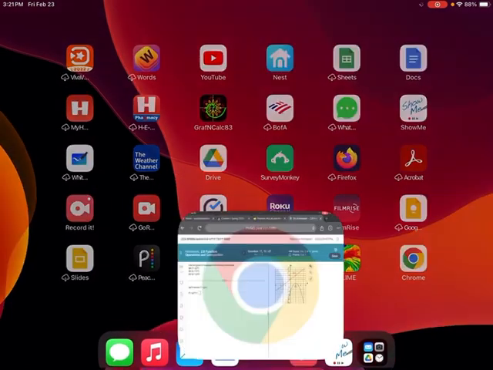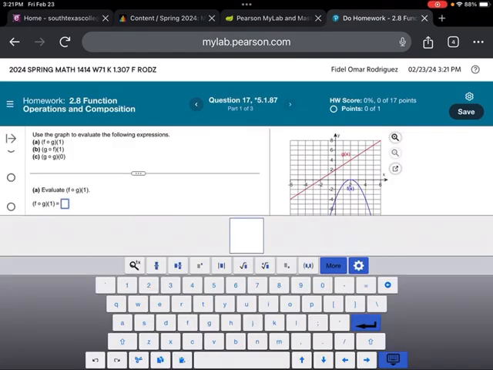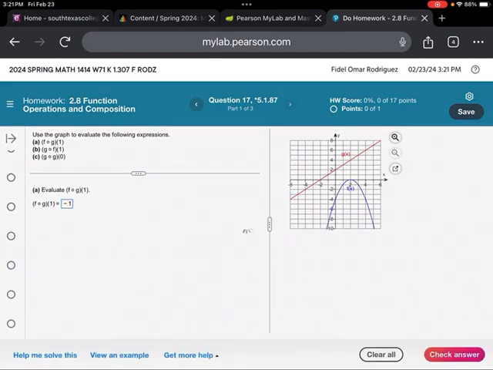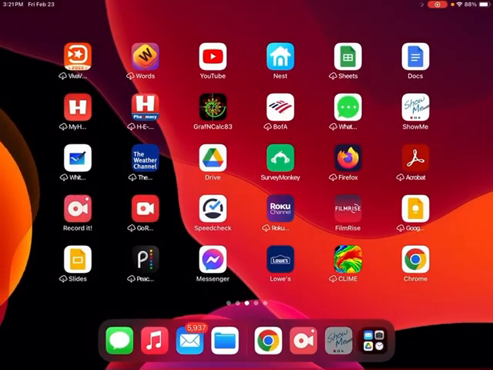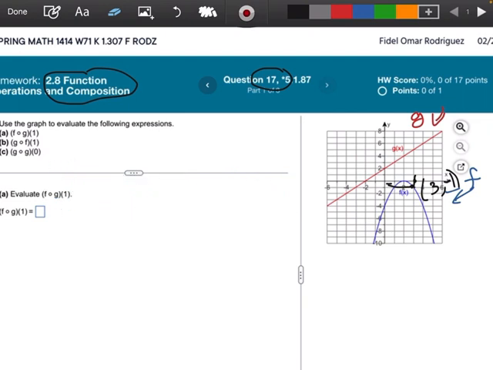Let me come back into MyLab. Right here, I'm going to type in the number -1 and check my answer. Okay, we got the first part done. Let's do the second part. Let me come back over here and clean up some of this mess because we already did it. Let's do part B.